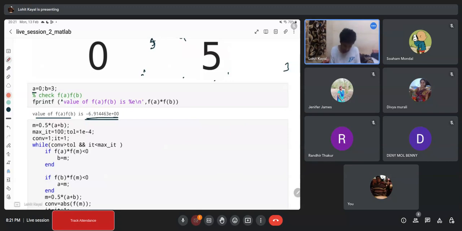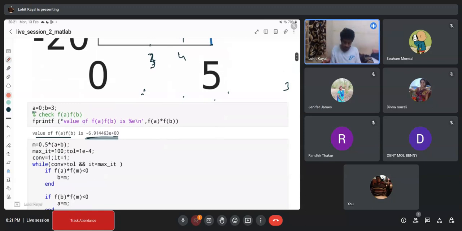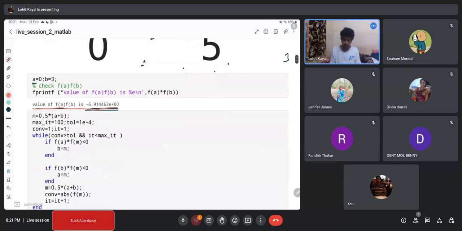All right. Now let's go to the code again. So you see that the value of FAFB is negative. So FA is positive and FB is negative, or vice versa. FA is negative and FB is positive. So value of FAFB is minus this. So the next case will be this 0.5 into A plus B. So this is A, this is B. I am taking the average, the midpoint of A and B.